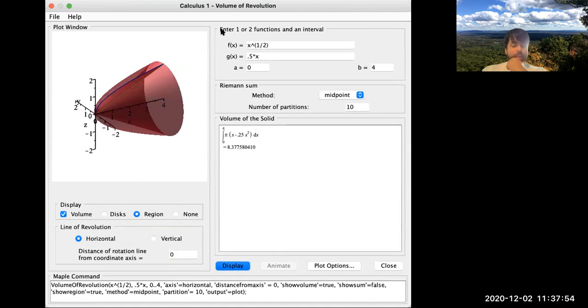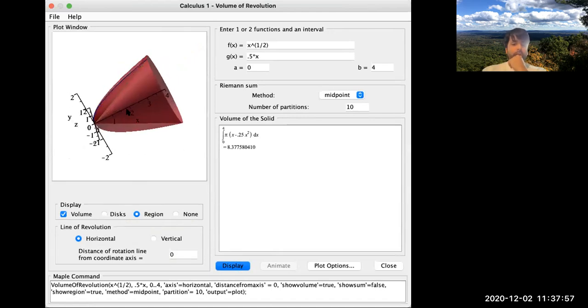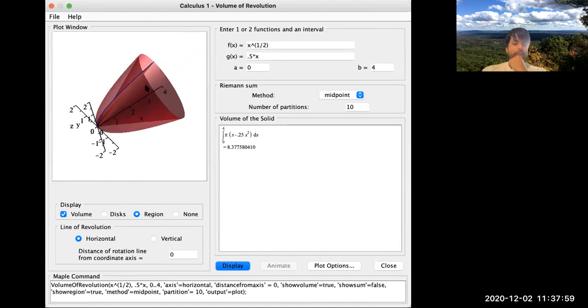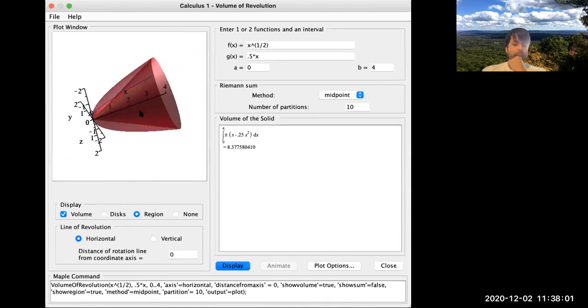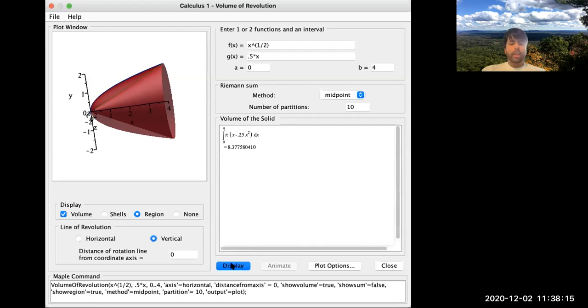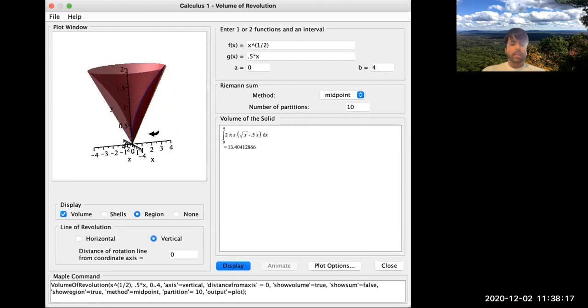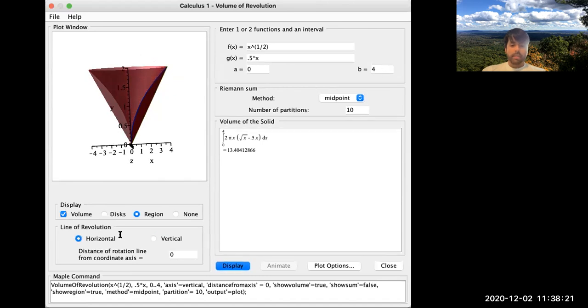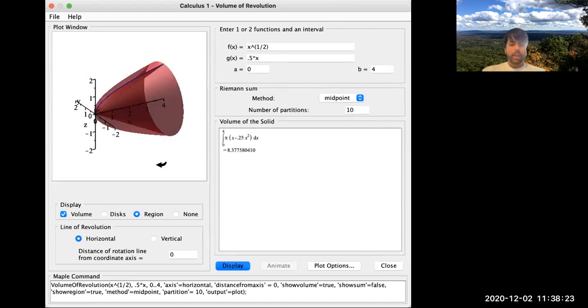Now look, I still have to use the washer method, but it's going to be set up differently. Do you see that? Hold on, let me see if I can. Do you see how originally, if I go back and forth, this is what I have if I revolve it around the x-axis. What if I revolve it around the vertical axis? What do I get? I get this. It looks similar, but it's not the same. You see that?